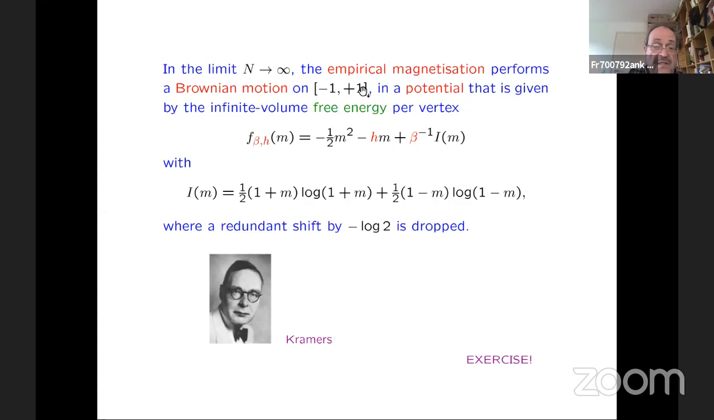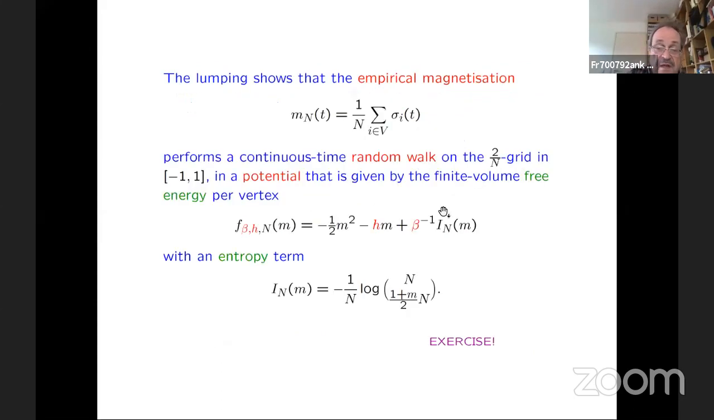So what is a random walk on a very, very fine grid? As the grid converges to the full interval, the random walk becomes a Brownian motion. And it will be a Brownian motion in a potential that is quite simply the limit of the free energy per vertex that we had before. So if I take this quantity and I let n go to infinity, then this object, here's the n dependence, will simply converge to something.